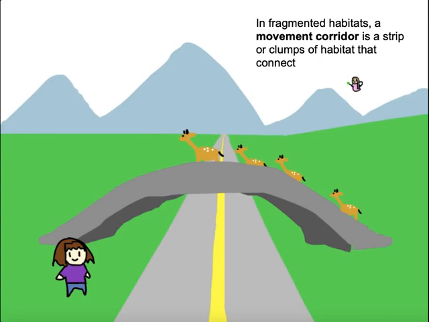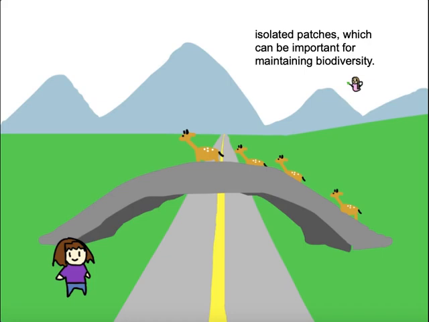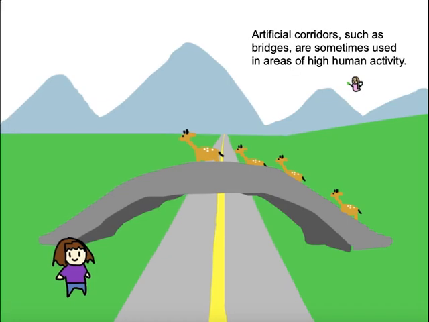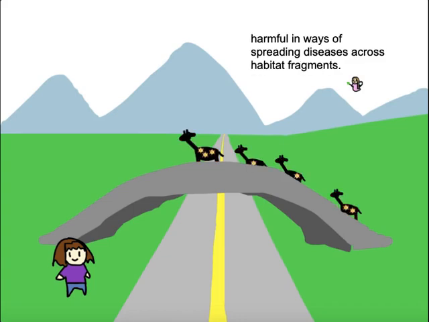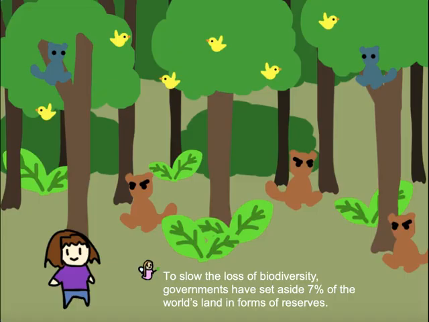In fragmented habitats, a movement corridor is a strip or clumps of habitat that connect isolated patches, which can be important for maintaining biodiversity. Artificial corridors, such as bridges, are sometimes used in areas of high human activity. These corridors can promote dispersion and inbreeding in declining populations, but can also be harmful in ways of spreading diseases across habitat fragments.